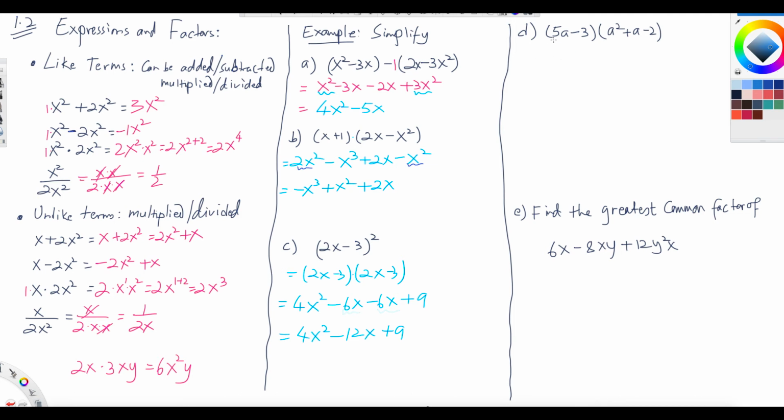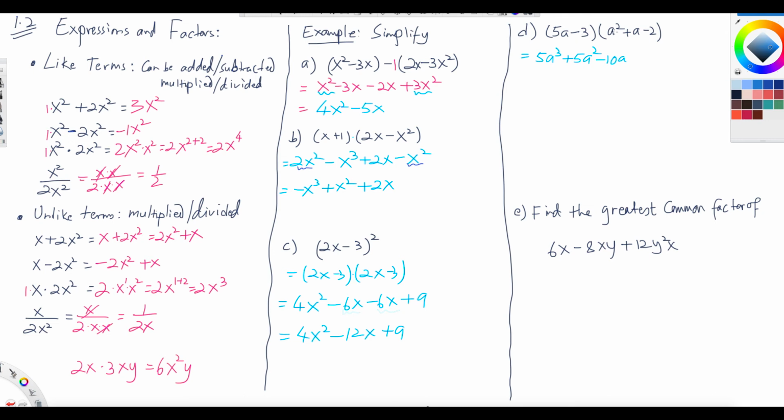Next one is 5a minus 3 times a squared plus a minus 2. You FOIL again, but there are 3 terms, so you need to do 5a times each of those and then -3 times each of those. 5a times a squared is 5a cubed, right? 5a times positive a is plus 5a squared. 5a times -2 is -10a.